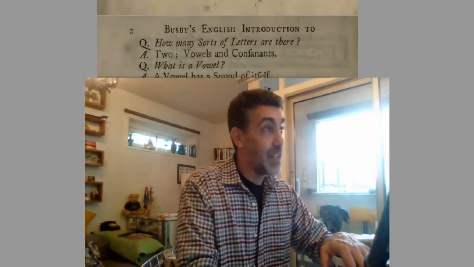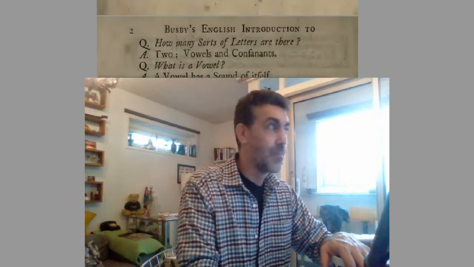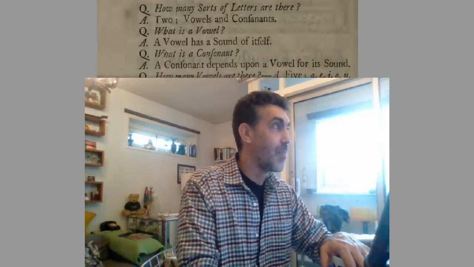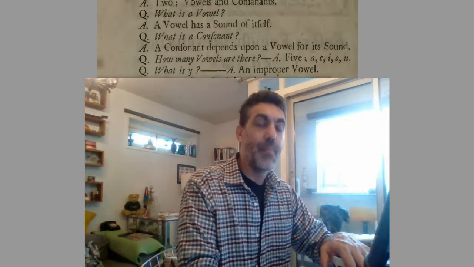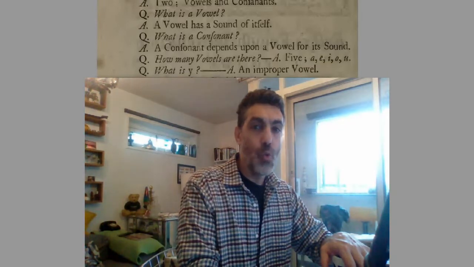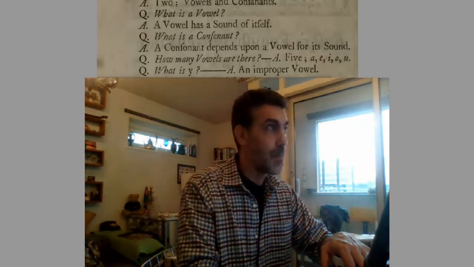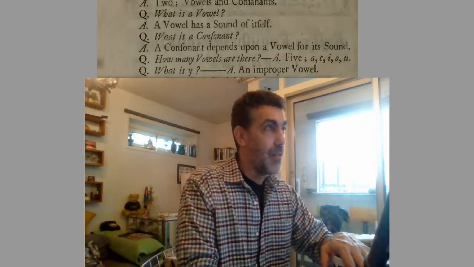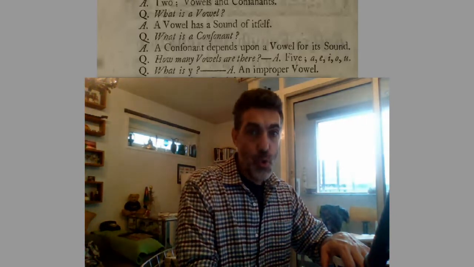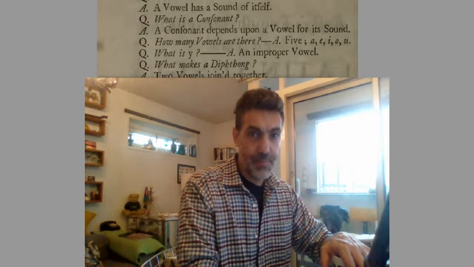How many sorts of letters are there? 2, vowels and consonants. What is a vowel? A vowel has a sound of itself, so A, E, I, O, U. And what is a consonant? A consonant depends upon a vowel for its sound. So, how many vowels are there? 5. A, E, I, O, U. And what is Y? Answer, an improper vowel.